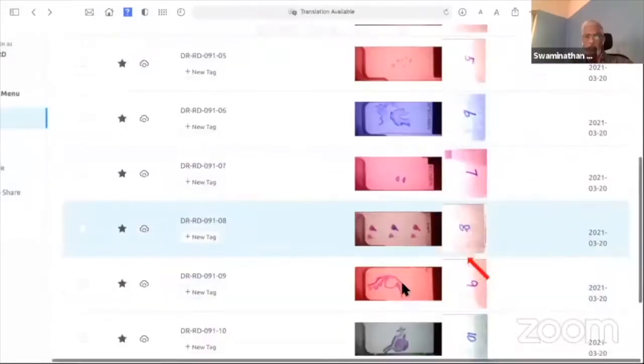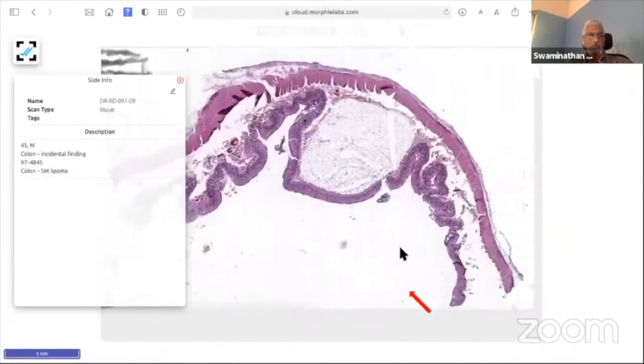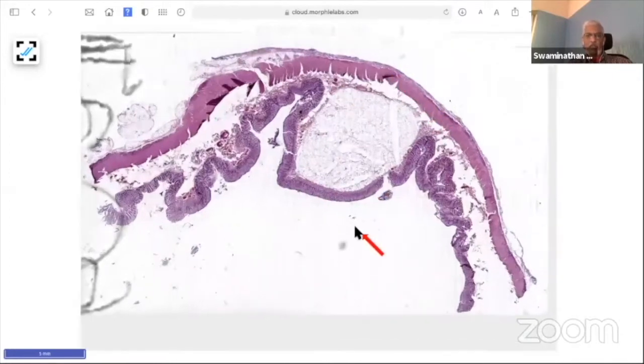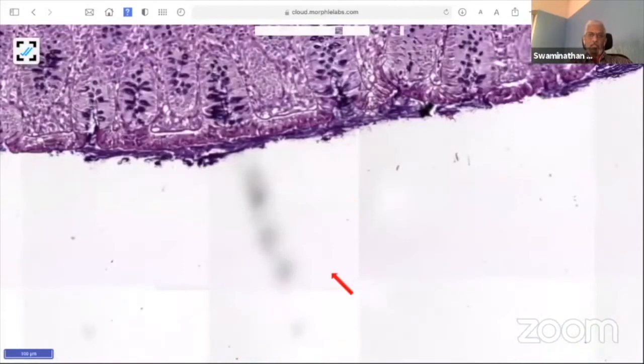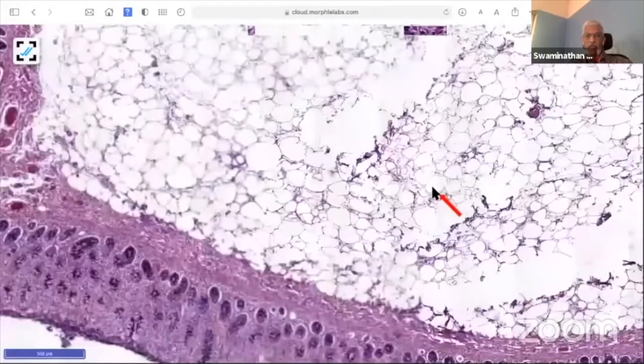Case number 9. Again, this is an excision, 45-year-old male, incidental finding in a colon. And you can see a nice lesion in the subepithelium. And it is clear, nothing in the lumen, uniform size, shape, distribution. Muscle is normal, serosa is normal. So when you go to the high power, this is submucosal lipoma. And it's a low power diagnosis.